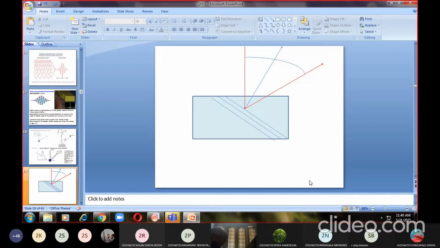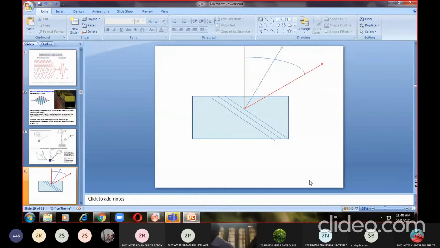You better say it as 2d sine theta is equal to n lambda. It's not n lambda is equal to 2d sine theta, but 2d sine theta is equal to n lambda is the condition.